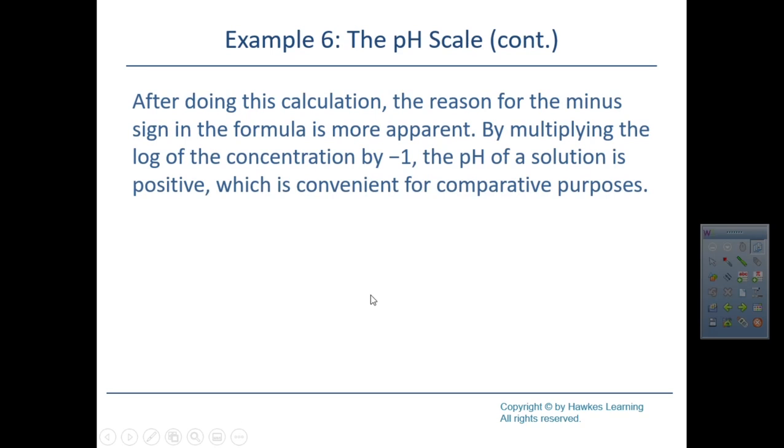So after doing this calculation, the reason for the minus sign in the formula is more apparent. By multiplying the log of the concentration by -1, the pH of a solution is positive, right?